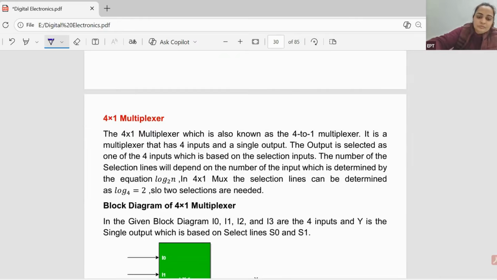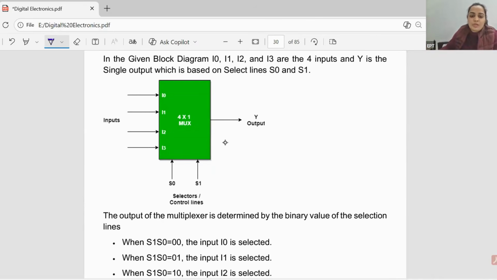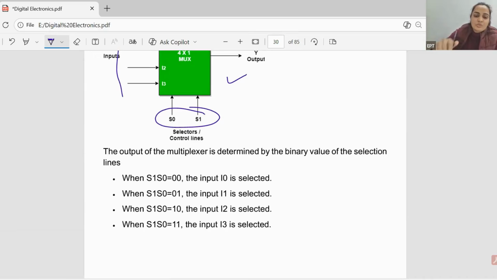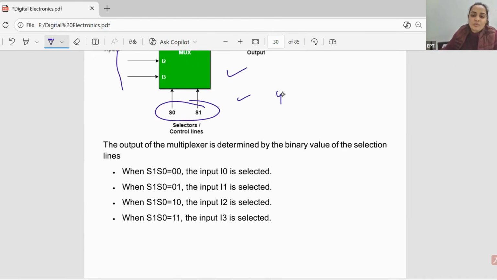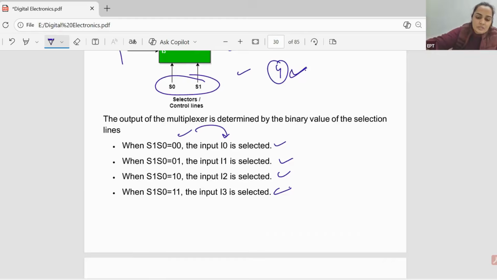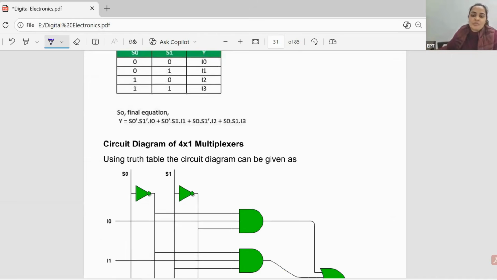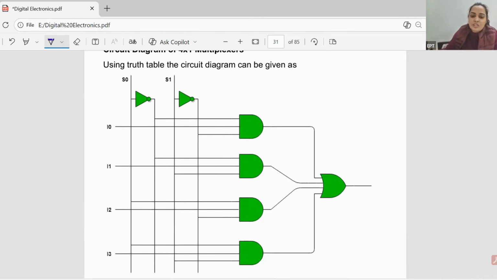Okay, this is a 4 cross 1 mux. So for 4 inputs, 2 select lines will be used. So 2 select lines will provide you the 4 possible combinations, and we have the 4 data lines, right? For this input combination, I naught will be selected, right? So this is the final expression for 4 to 1 mux. This is the circuit diagram for 4 to 1 mux.